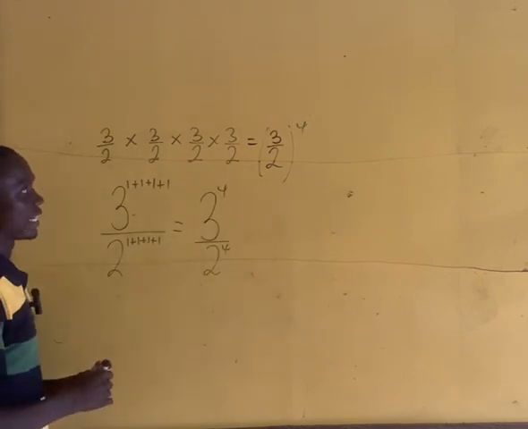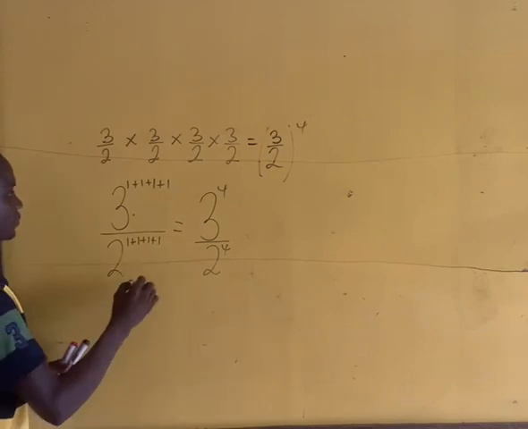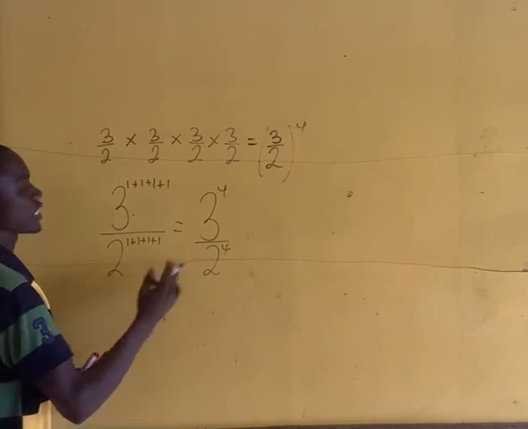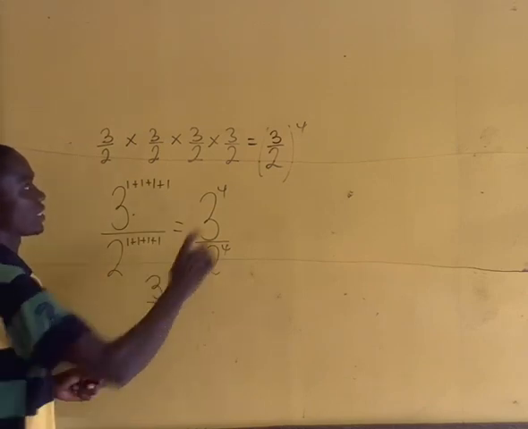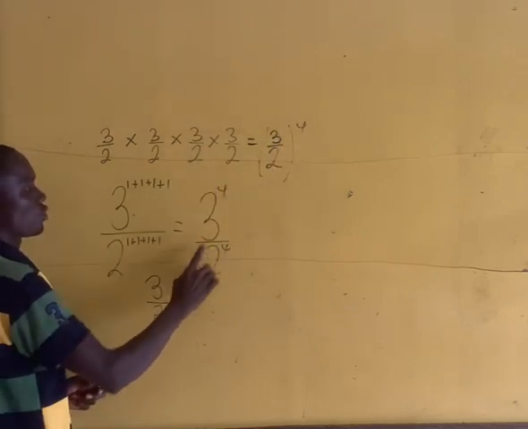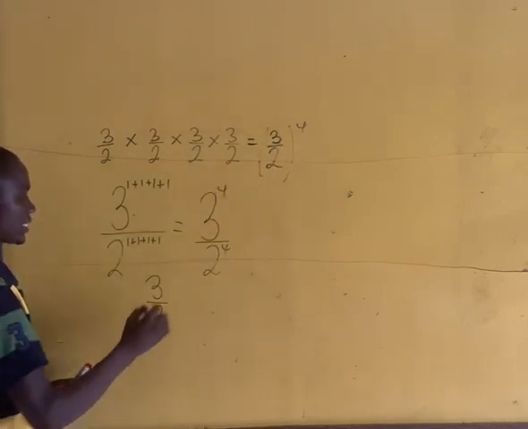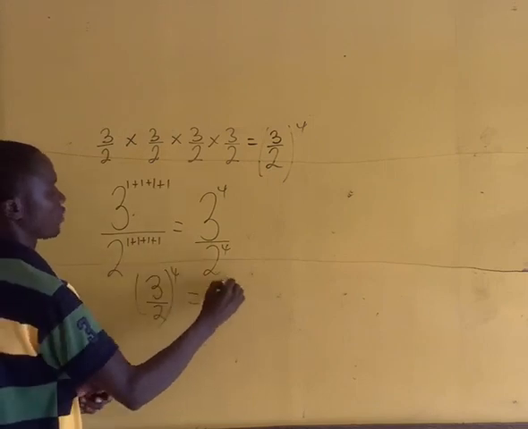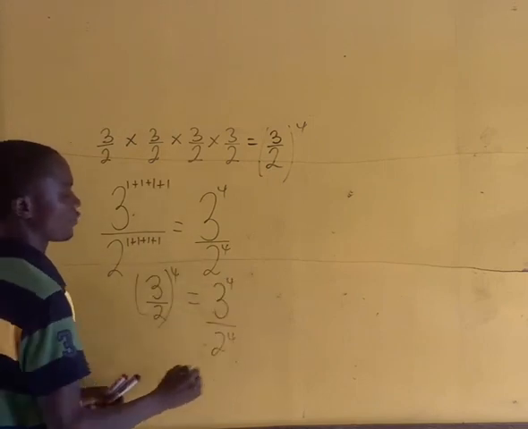So what have we done? You've seen that 3 on 2 multiplying itself 4 times is 3 on 2 power 4. It's the same thing as 3 power 4, 2 power 4. So we said that this is equal to 3 power 4 divided by 2 power 4.